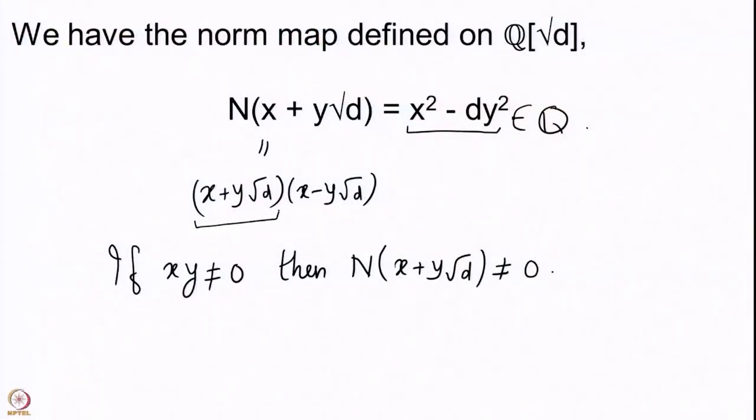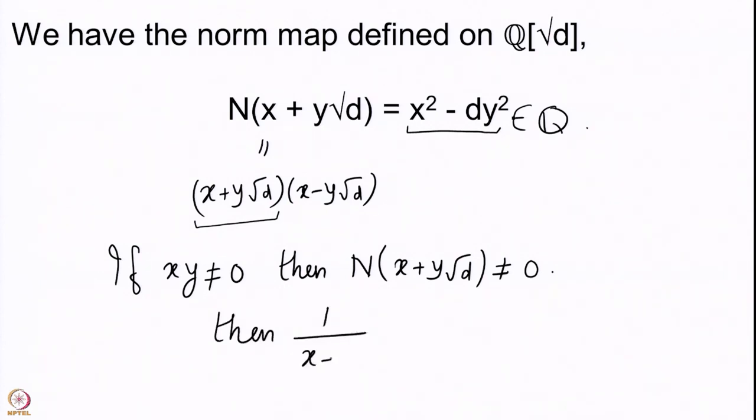So, if any one of them is 0, the other is also 0, and you have no solutions when none of them is 0. That would mean that the norm of x plus y root d being 0 would imply that x is 0 and y is 0. And in fact, turning it the other way, if any of them is non-zero, your norm cannot be 0.